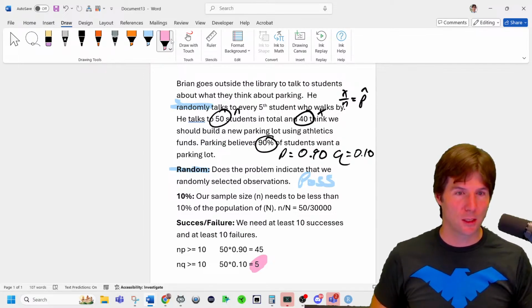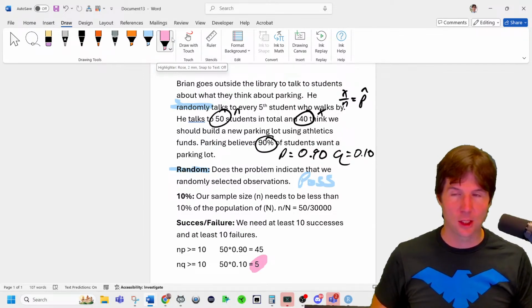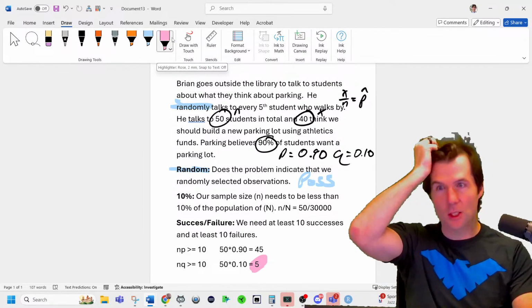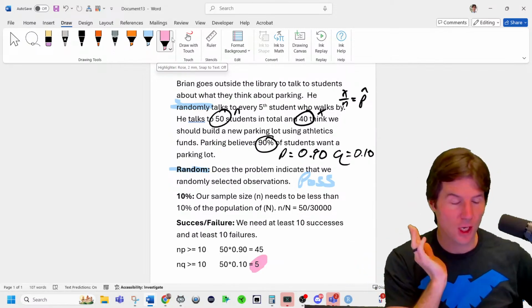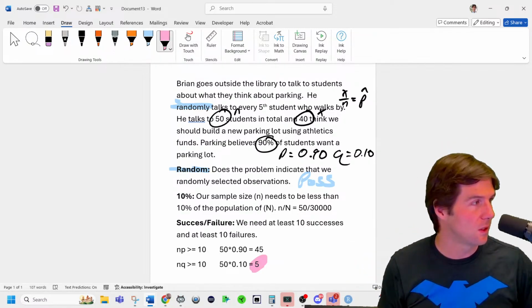Why do we check conditions? The whole point of checking conditions is to see if what?